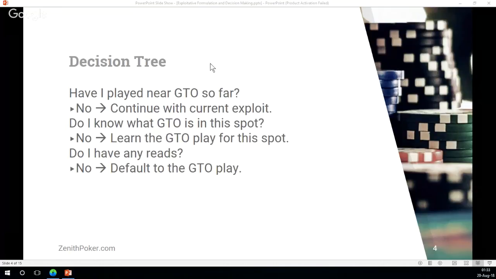Which is the first part of the decision tree. Have I played GTO so far, right? If it's no, because I made a deviation, then I just continue with the current exploit. I don't have to worry about being balanced anymore.